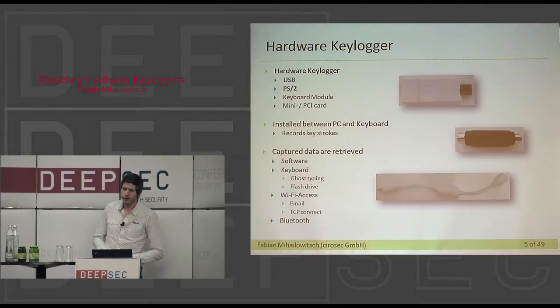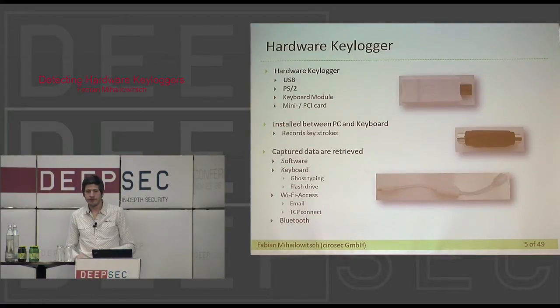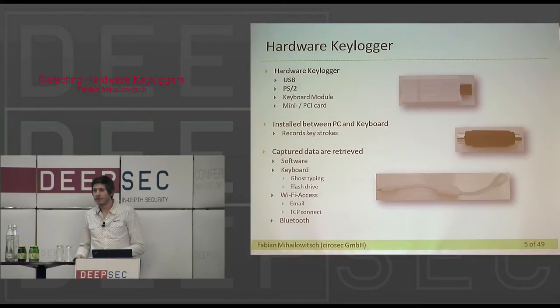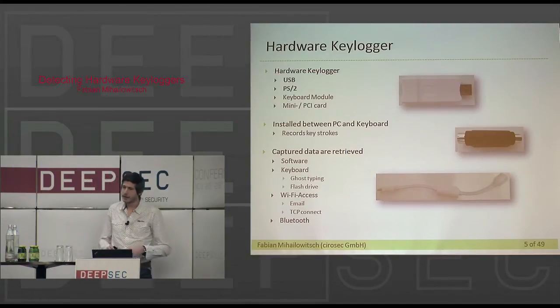Let's start with a short introduction of hardware keyloggers. Basically, they are available for USB and PS2, like I mentioned. They are available as keyboard modules, which are basically a chip you can solder into your keyboard, or you can buy one completely and just plug it in. They are available as mini and PCI cards, which try to get keystrokes via DMA and so on. But we will focus on USB and PS2-based ones.